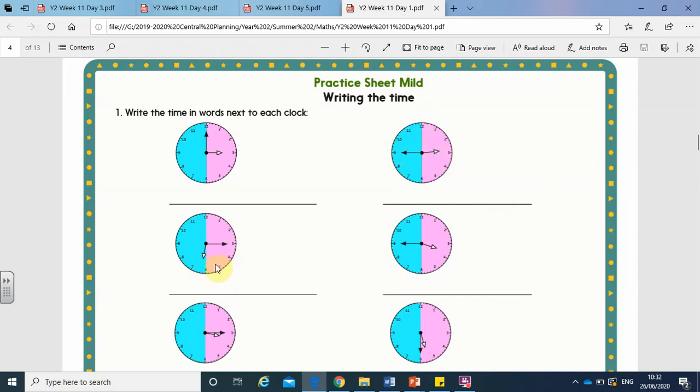I'll just do a quarter past example here. So again, I always like to look at the hour hand first. The hour hand has gone past the 6, so it's 6 something.